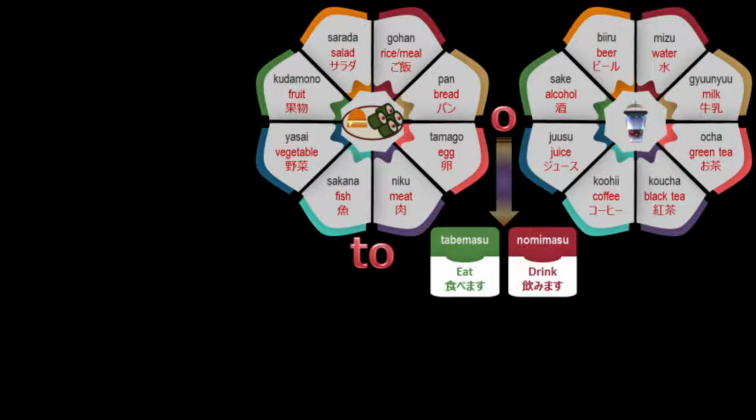Next, let me go to the particle to, which connects a noun with another. It means and or along with. Let me give you some examples. Sakana means fish and niku means meat. To say fish and meat, we have to connect the 2 nouns using the particle to. So, in Japanese, it will be sakana to niku. And then I can say watashi wa sakana to niku o tabemasu, which means I eat fish and meat.